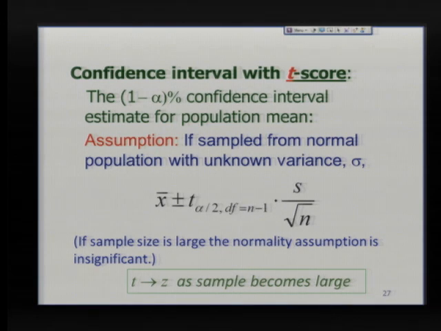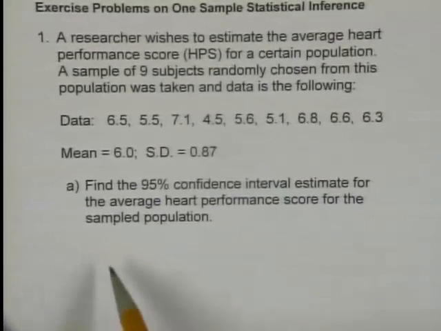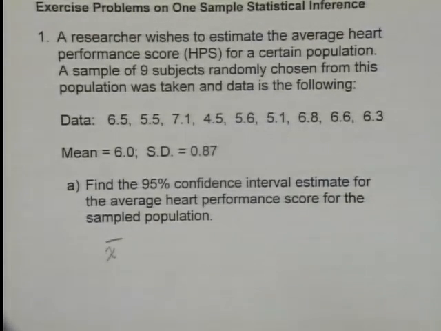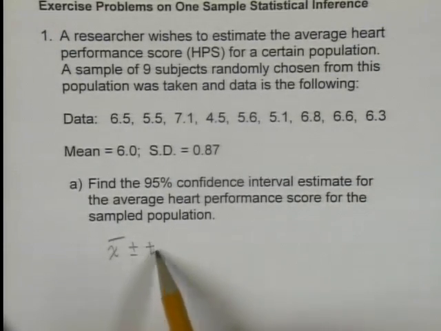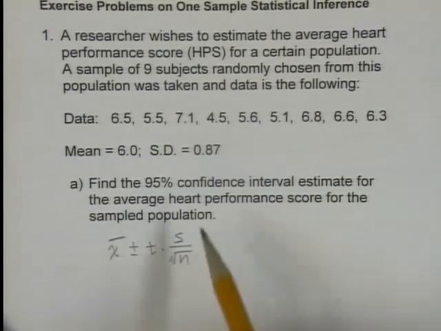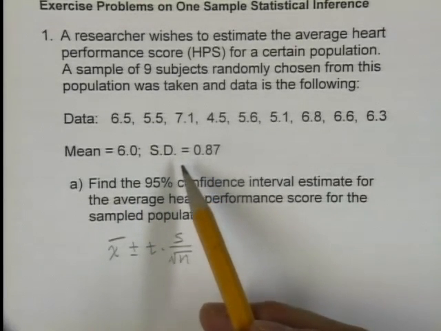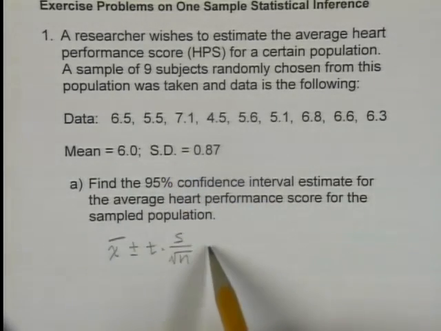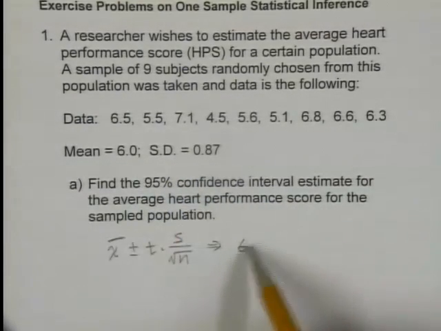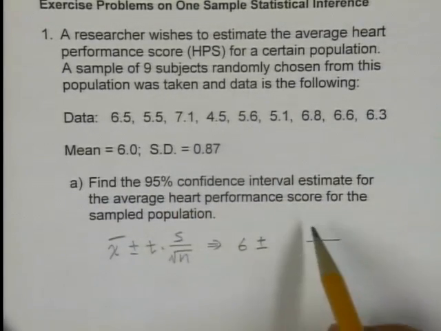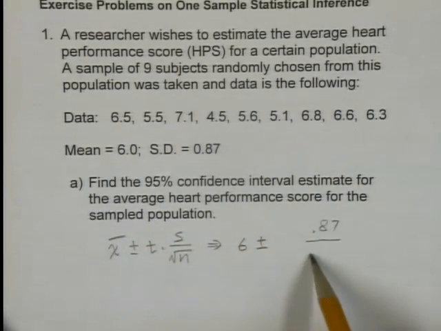Okay. So for this problem, actually, let me do this. So you want to apply that formula. That t-score times s over square root n. And I actually calculated the mean and standard deviation for you. But in practice, if you do your own problem, let's say for web design, you need to calculate this yourself. So that gives you mean is 6 plus or minus t-score. You got to look up the t-score from the chart. Standard deviation is 0.87 and divide by square root of 9.